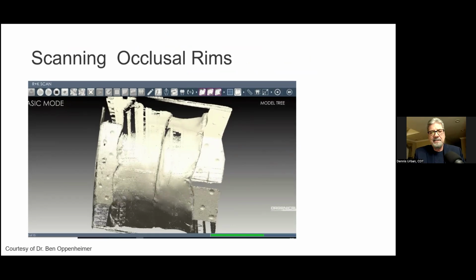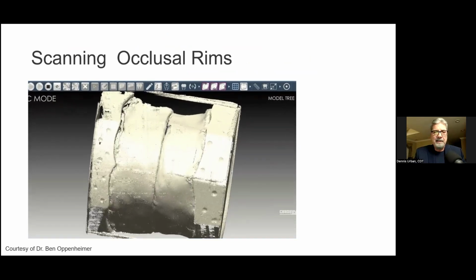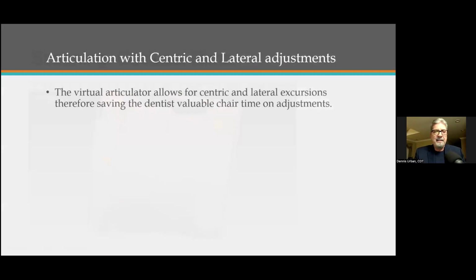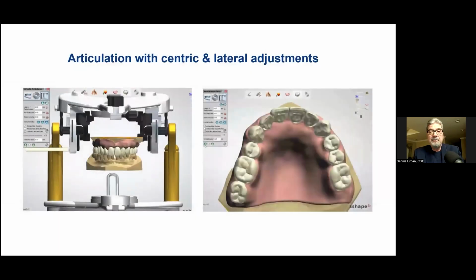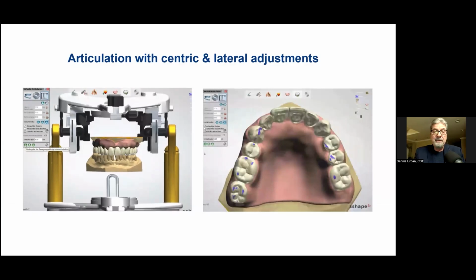So that scan with the occlusion registration is going to go back and merge into the original file, and we're going to start designing our denture. The versatile articulator allows for centric and lateral excursions, saving the dentist's valuable chair time. We look at this like a single arch case against natural denture teeth. So this versatile articulator comes into play and adjusts all those different points. So now we're either going to mill these teeth or print these teeth, and we're going to bond them into the denture base.